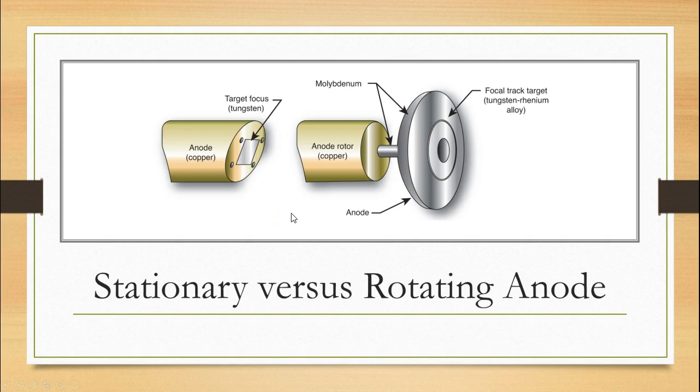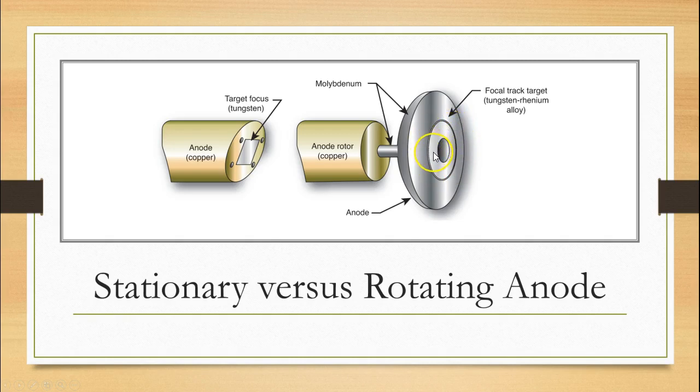All right, so the difference between a stationary and a rotating anode. As you can see, we have a stationary right here, and this outside is copper. You have your tungsten target right here. So this is a focal spot. Spot is just one spot that it's hitting on the anode. When we come over here, we have your anode, which is made of molybdenum. And then you have your focal track. So right here is your focal track, and it's tungsten and rhenium.